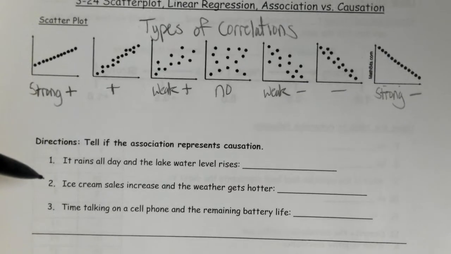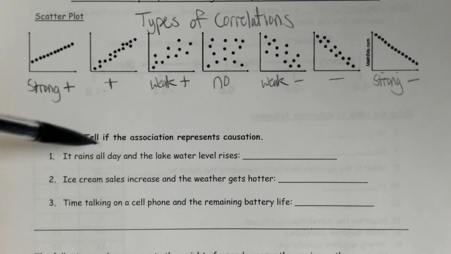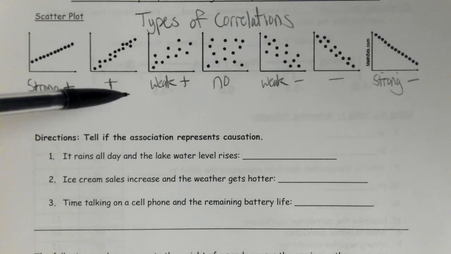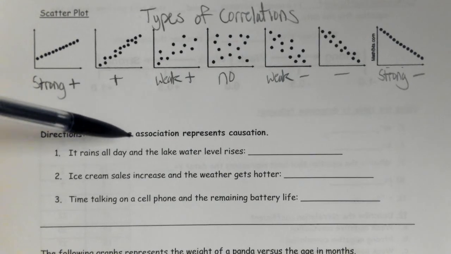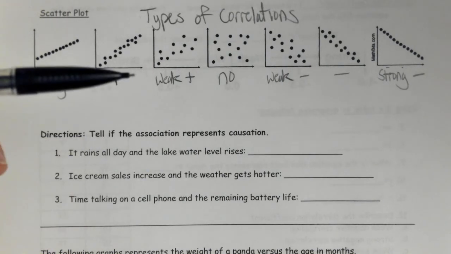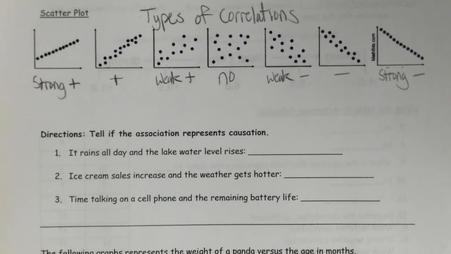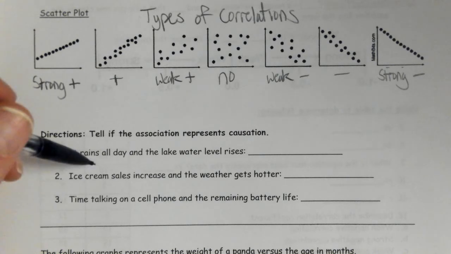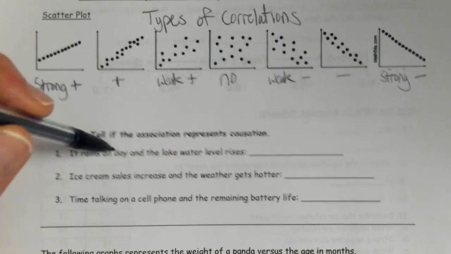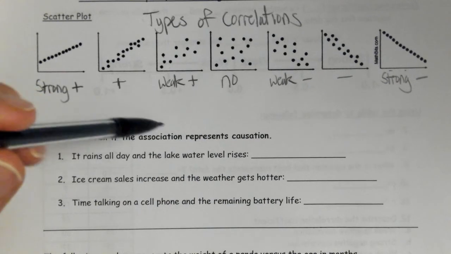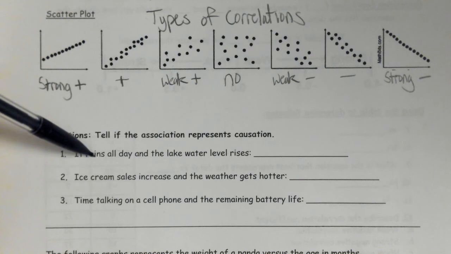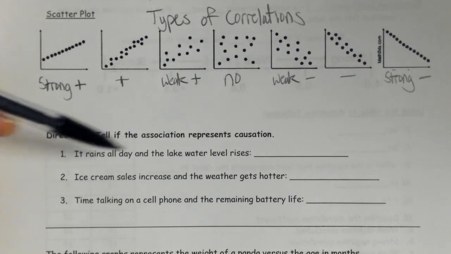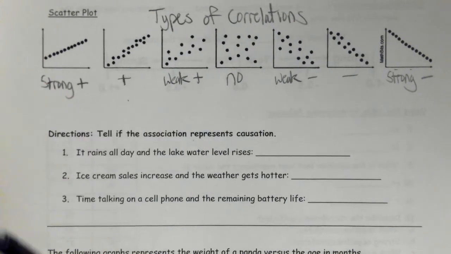Now, the next subject that we get into is the subject of causation. In other words, does the association that we have represent a causation? In other words, does one set of data, the way it correlates to the other one, represent a causation relationship? Like one going up or down causes the other one to go up or down. And here's what we mean.